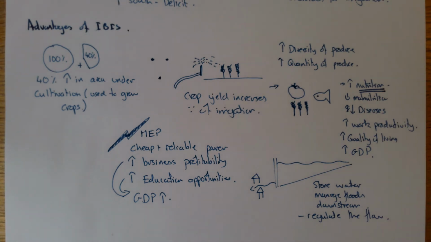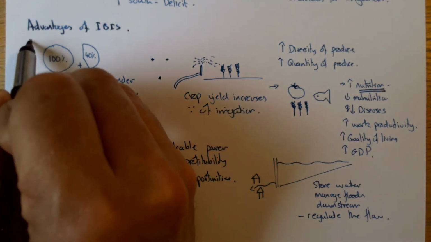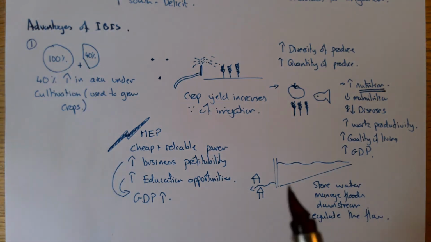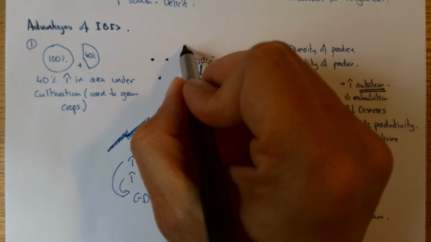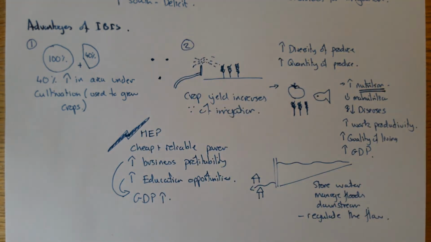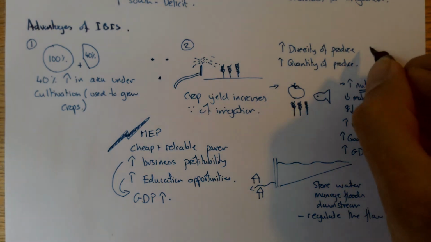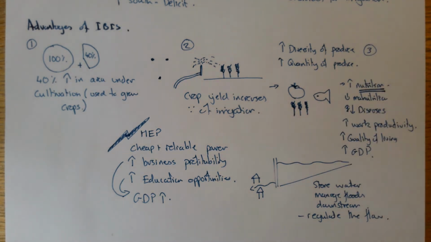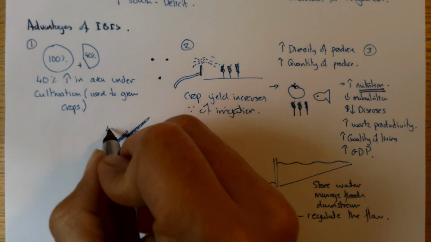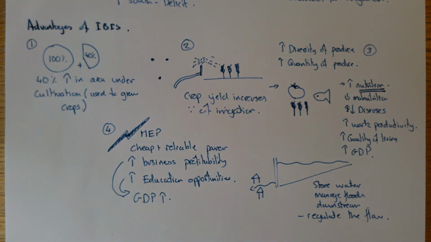So many benefits. Let's number them. Increase in area under cultivation. Increase in crop yields. Improvement of nutrition. Hydroelectric power generated. And regulation of water flow, reducing flood risk.